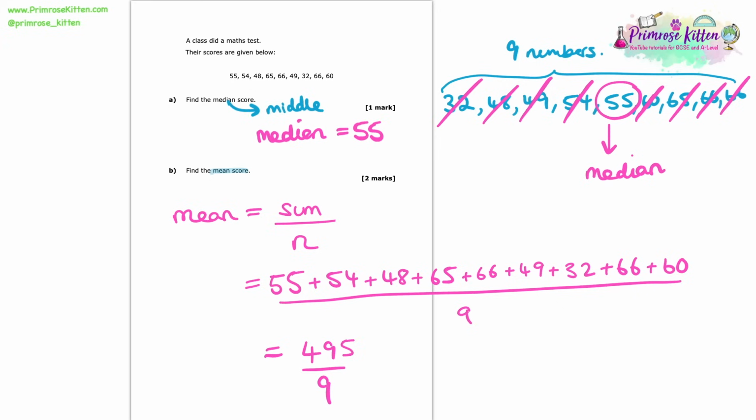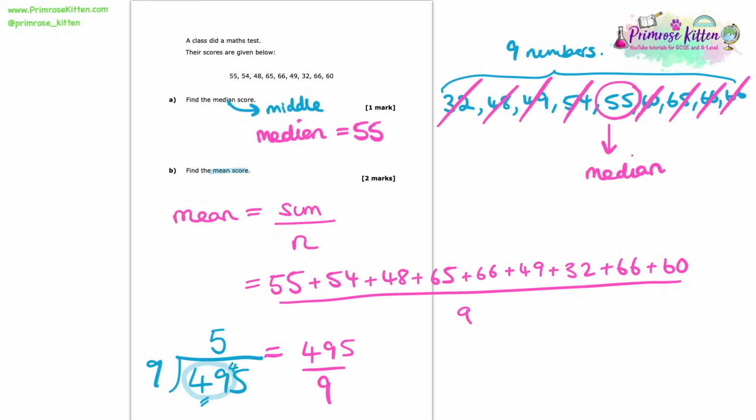So just a little reminder as to how to divide 495 by 9. You're going to ask yourself, how many 9s go into 4? Well, no 9s go into 4. So then you'll ask yourself, how many 9s go into 49? And 5 9s will go into 49. In fact, 5 9s gives us 45. So that means we're going to get a remainder of 4, which will carry on.